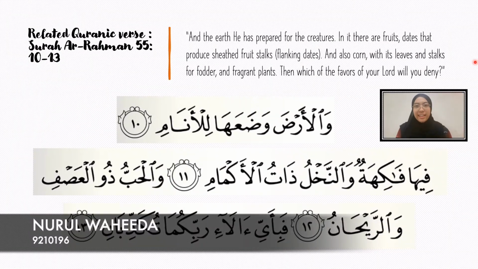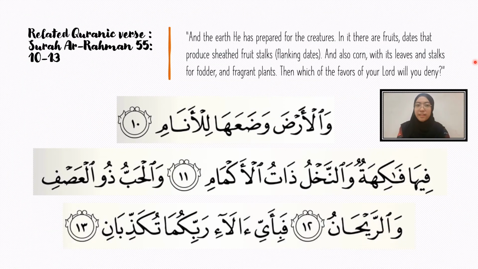Task 2, INEC Component Assessment. The plant that we chose is sweet basil, or basil, Ocimum basilicum. The related Quranic verse that we chose is from Surah Ar-Rahman, verses 10 to 13. And the earth He has prepared for the creatures. In it are fruits, date palms with sheathed fruit, stalks, and also corn, with its leaves and stalk for fodder, and fragrant plants. Then which of the favors of your Lord will you deny?